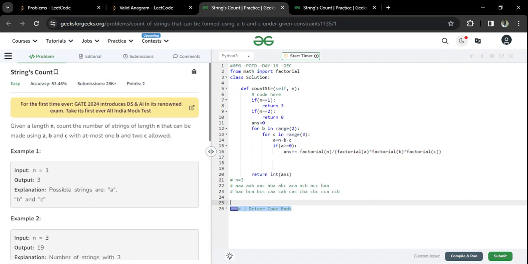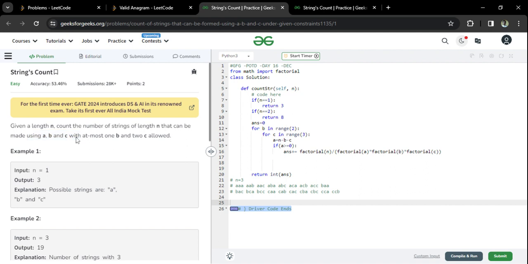It's strings count. The question says that given a length n, first of all, see the inputs and outputs always. The input is going to be an integer, only one integer, and the output is also going to be an integer. Now let's come to the question. Given a length n, count the number of strings of length n that can be made using a, b, and c. These are the literals which they are asking us to use.